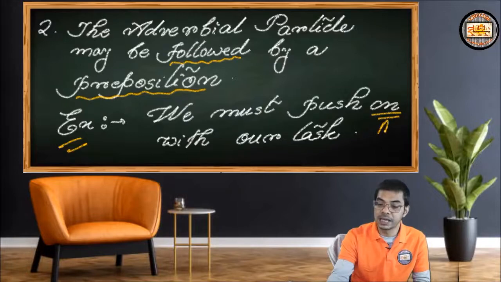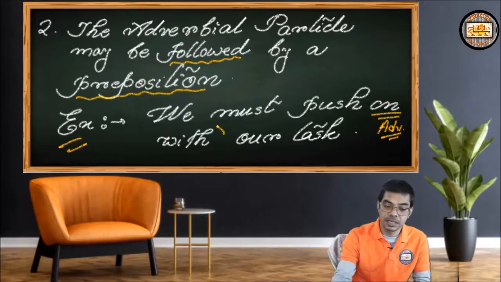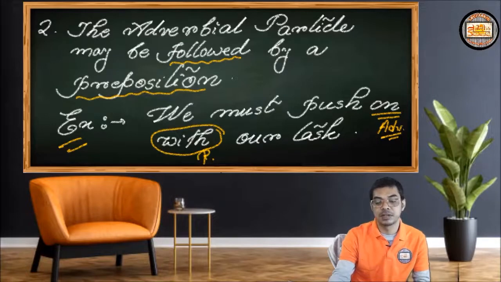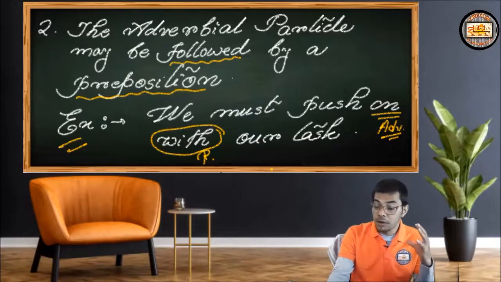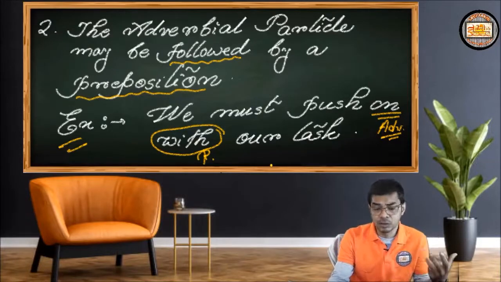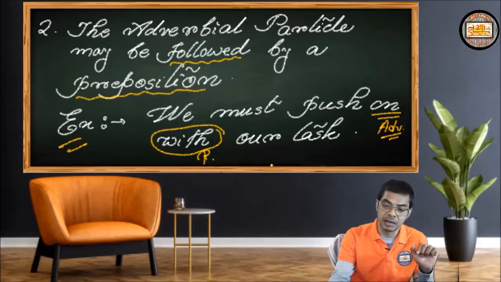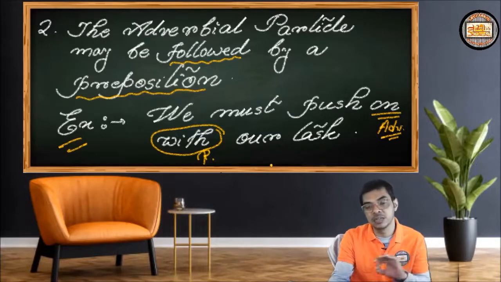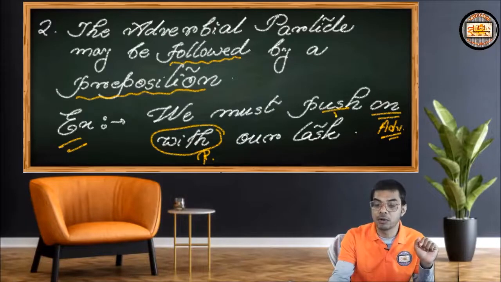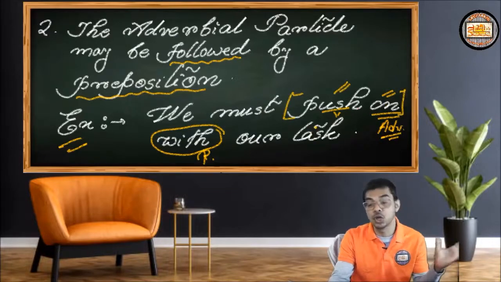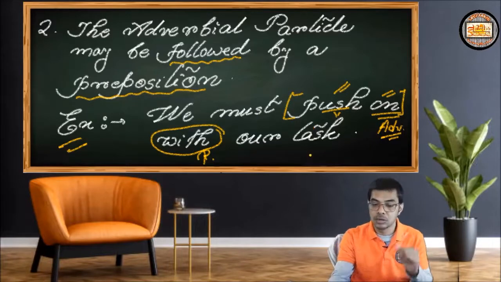So this is an adverb and this is not a preposition. But this adverb gets conjugated with, and this is a preposition, dear friends. Now, if you really push it hard, how to get which one is the preposition and which one is the adverb, you are going to get confused. There's nothing to get confused about. Just follow it. Push is a verb, and on comes right after the verb, and together they form a sense. Push on. We must push on with our task.